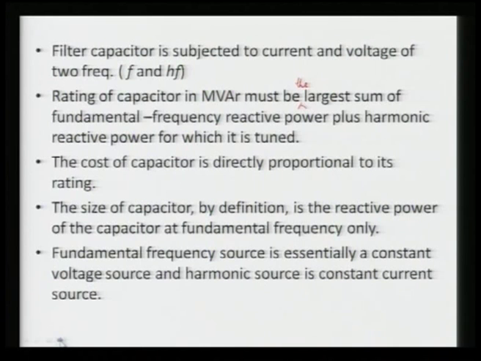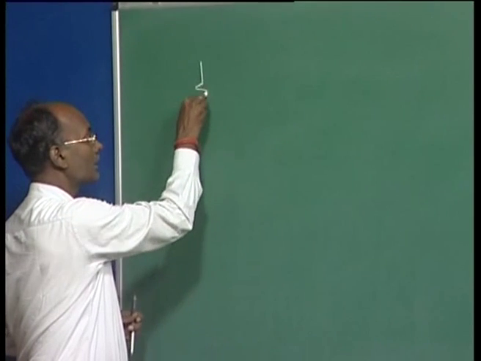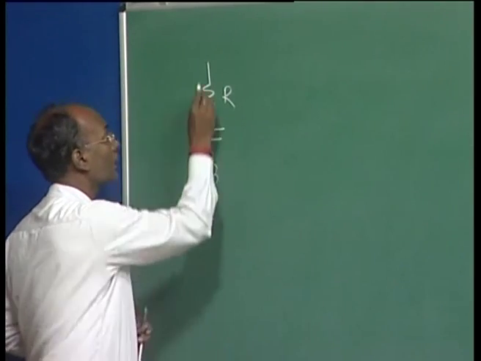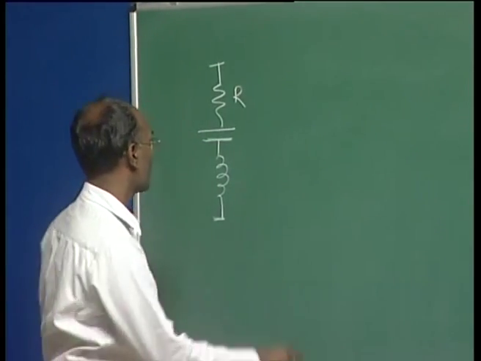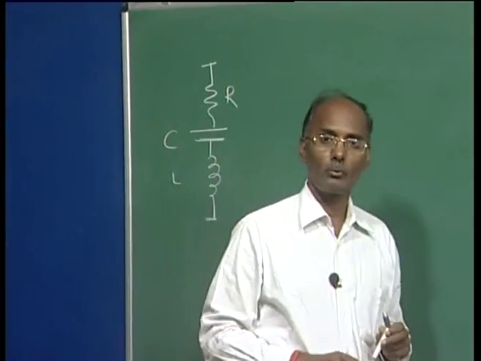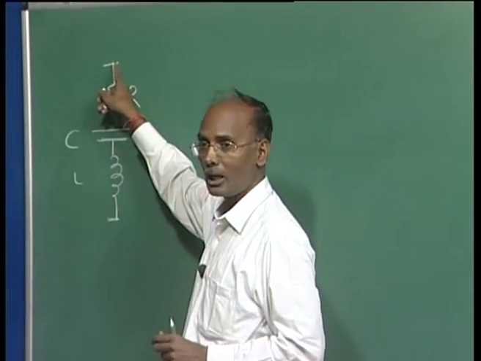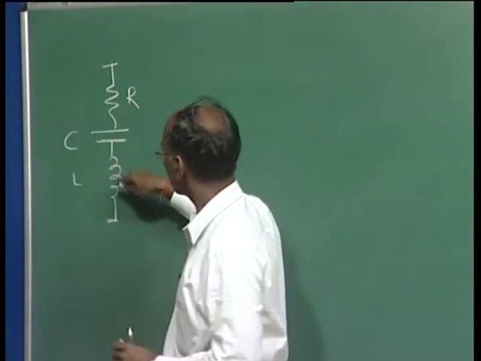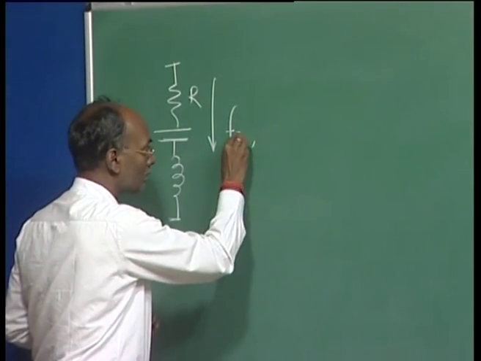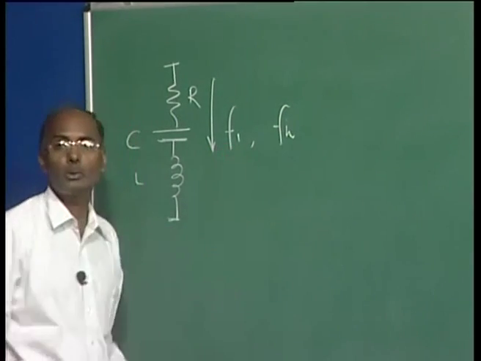Before deriving, these are a few points that should be considered. The filter capacitor is subjected to the current and the voltage of two frequencies. As we are talking about a shunt filter, there is a resistance R, capacitance C, and then inductance. In this branch, no doubt we have many currents, because this voltage is there and harmonic currents are there, but in this filter the fundamental component is there, and then another corresponding to the H component.